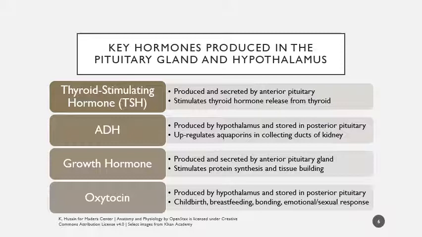Bonding generally releases oxytocin, so any kind of physical proximity. That can be a romantic partner. It can also just be between friends. It can be when you pet your dog. So there's lots of different stimuli that cause those happy, warm feelings, those feelings of attachment, and release that oxytocin. So again, that does include emotional and sexual responses, but it's not limited to that.